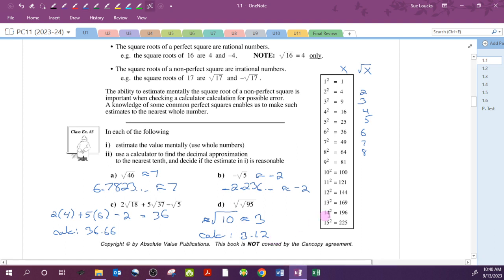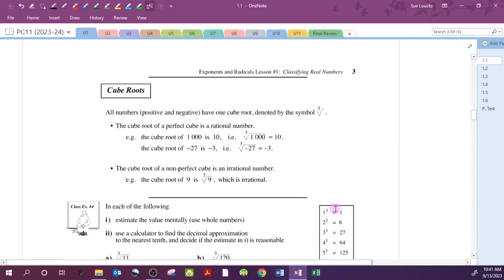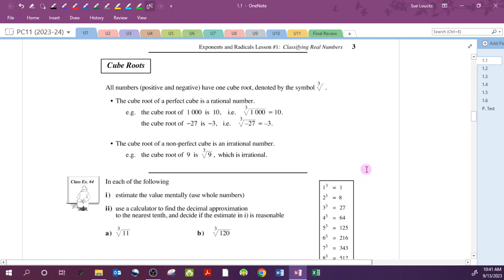Okay. All right, next part, the cube roots. Cube roots only have a positive or a negative root, depending on whether the number you're taking the root of is positive or negative. The cube root of 1,000, for example, is 10, because 10 times 10 times 10 is a positive number, 1,000. The cube root of negative 1,000 would be negative 10, because negative 10 times negative 10 times negative 10 is negative 1,000.